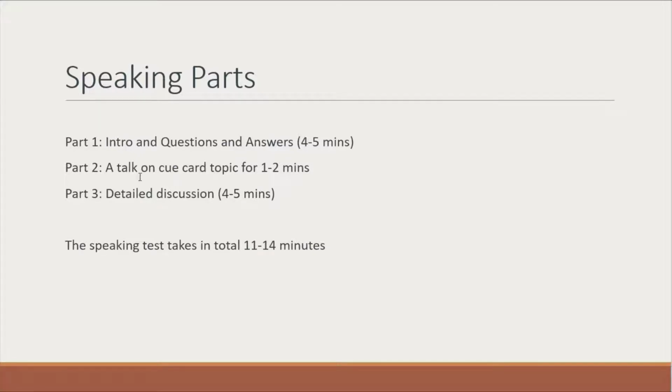Then is part 2, in which the examiner gives you a cue card and there is a topic mentioned on that. So you have to speak on that for 1 to 2 minutes, not under 1 minute and not above 2 minutes, right? And then the last part is a detailed discussion which takes about 4 to 5 minutes. So we'll discuss these three parts in detail in the next slides. Remember, in total the speaking test takes around 11 to 14 minutes, not below 11 and not above 14.